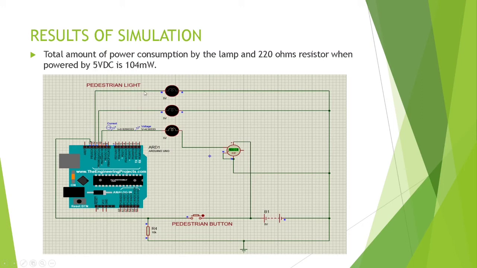Then we change the LED with a bulb to identify how many watts the bulb consumes over an hour, and when simulated it consumes about 104 milliwatts. Note that the supply we give on the bulb and the LED is only 5 volts, but in real life it is actually 240 volts of AC. Therefore, the power consumed by the LED or bulb might be higher in real life.